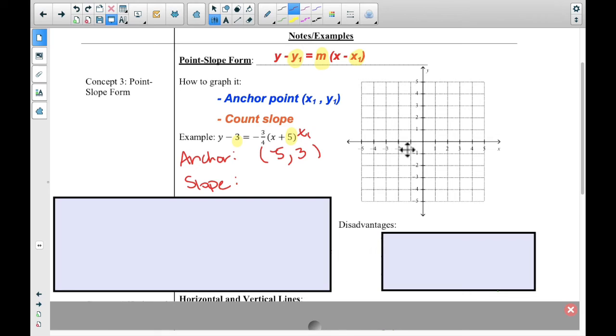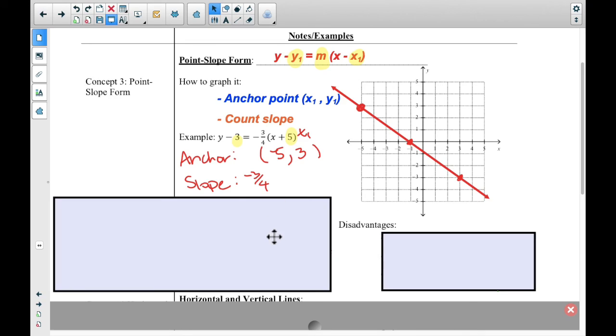I'm going to plot that point. -5, 3 is here. I'm going to start there. The next thing I just have to do is count my slope. My slope is a -3/4. So I'm going to go down 3 and right 4, down 3 and right 4. Of course, we could go up 3, left 4, but we're out of graph paper, so I'm not going to go that way. Okay, so here's my graph. This is what my line's going to look like.